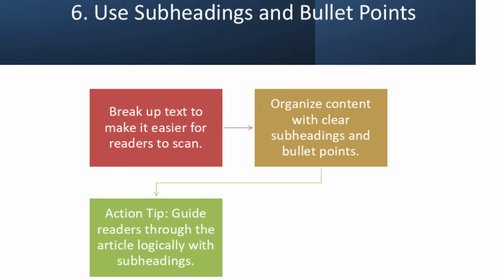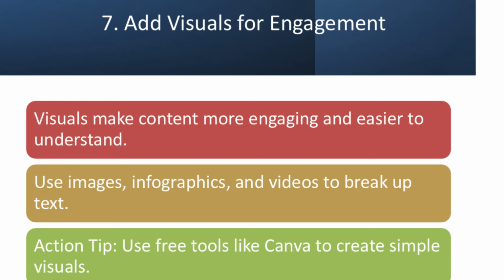Now comes the seventh step, which is what? Add visuals for engagement. See, visuals like images, infographics, and videos are great for breaking up text and making your content more engaging. People process visuals faster than text, and adding them makes your article more memorable.